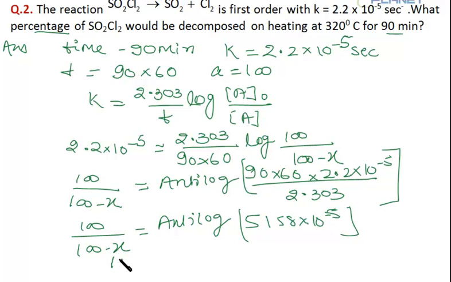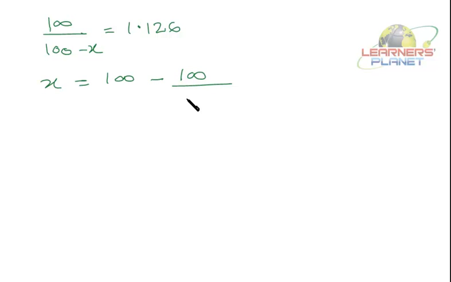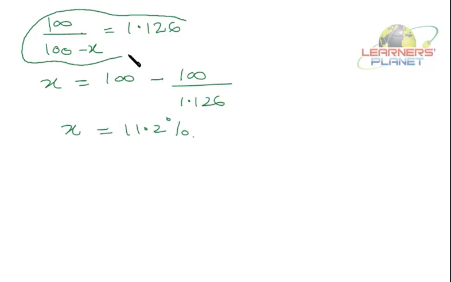So what will be the answer? It would be 100 by 100 minus x is equal to 1.126. Right? So it's 100 by 100 minus x is equal to 1.126. Find out the value of x. X will be equal to 100 minus 100 by 1.126, and your x will come out to be 11.2%. Right? I think you can solve this expression.